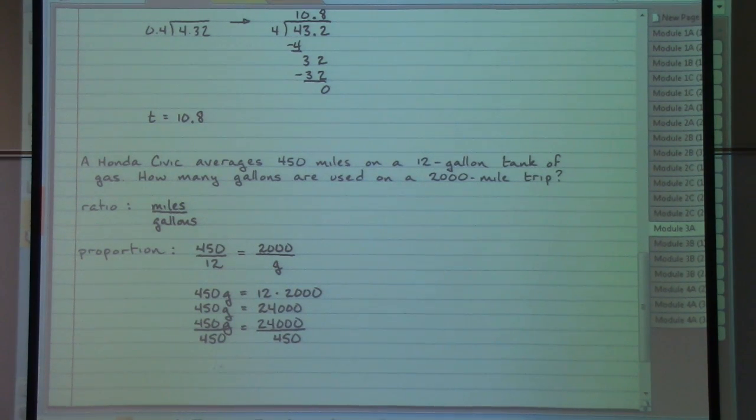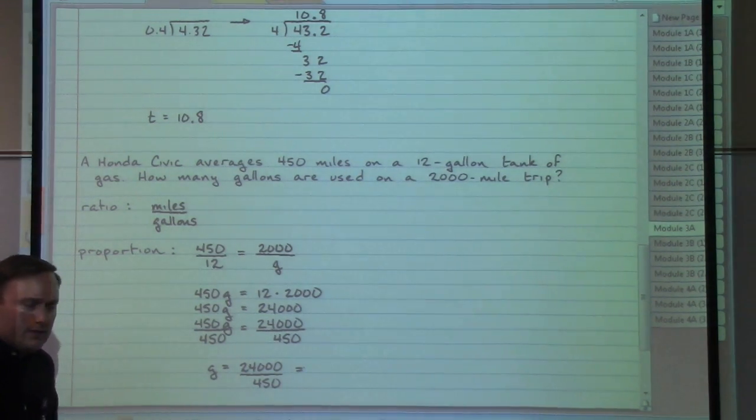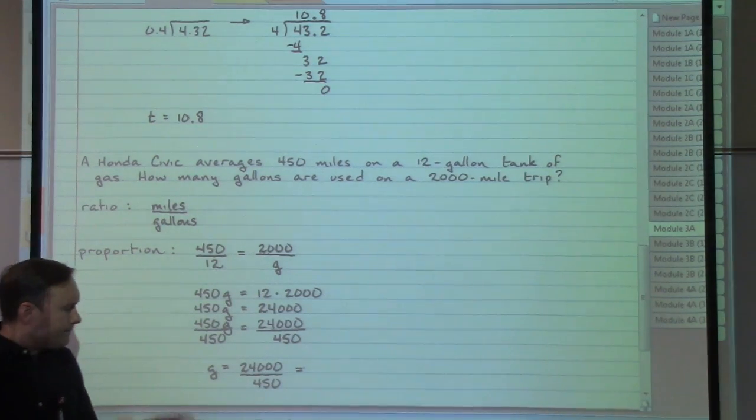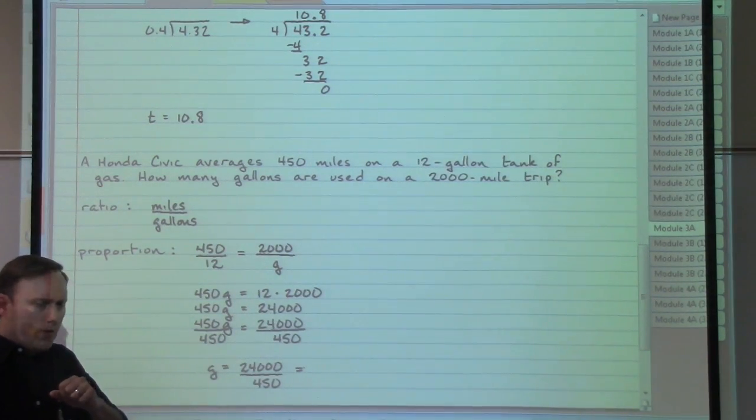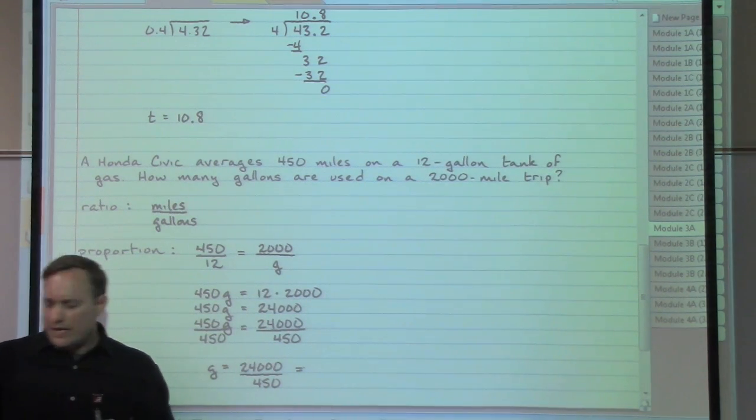So what we're looking at here for the moment is that g is coming from this fraction, 24,000 over 450. Just to mention a few things that we can do with that might be worth noting. You may have already noticed some of these sorts of things in the past. Really quick, what we've got on the top is a number that ends in a 0, and at the bottom a number that ends in a 0.